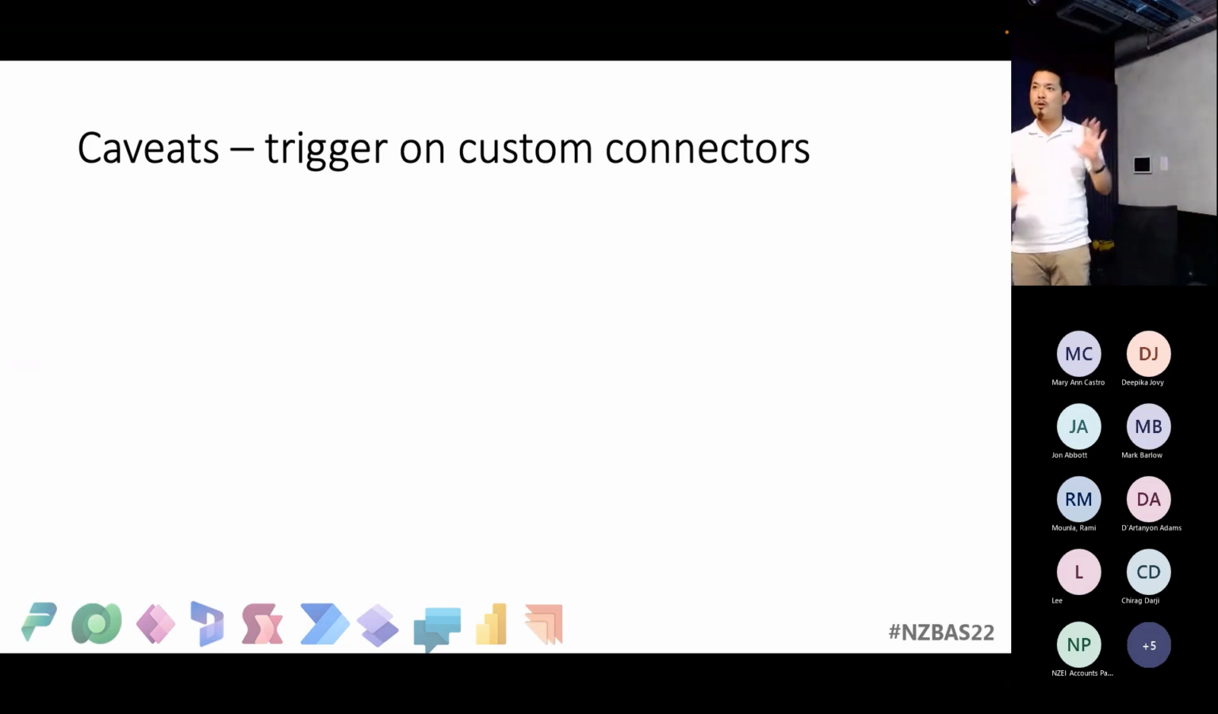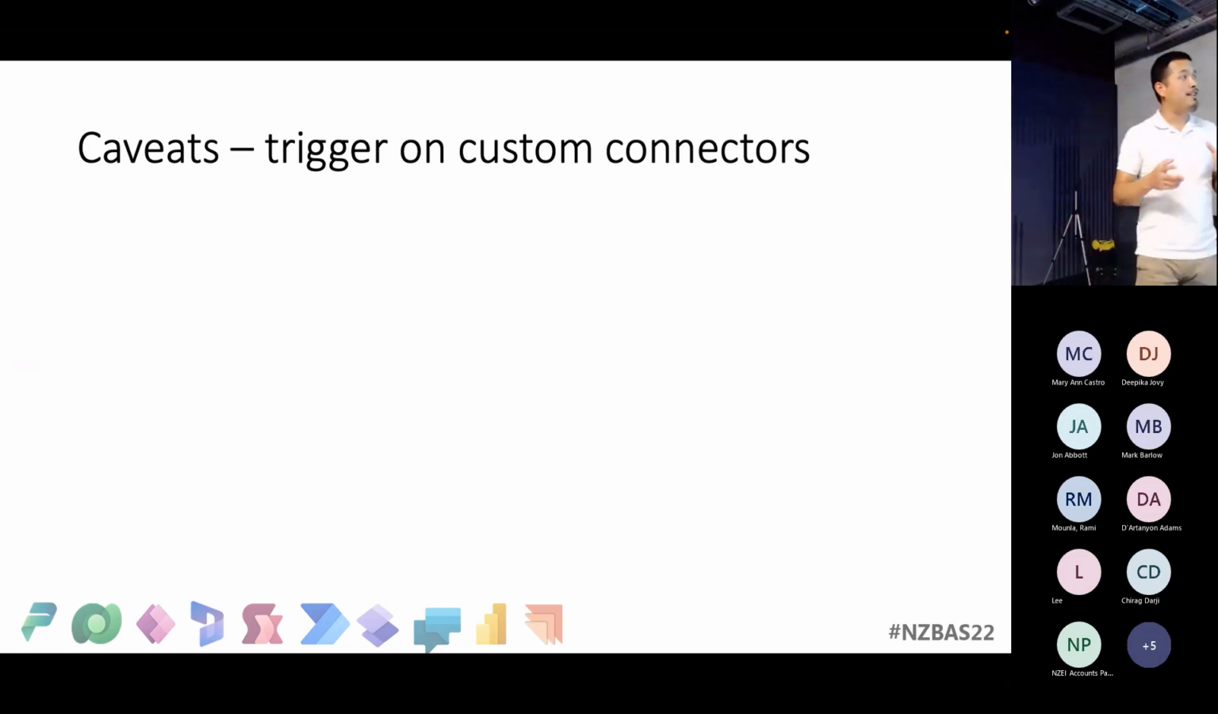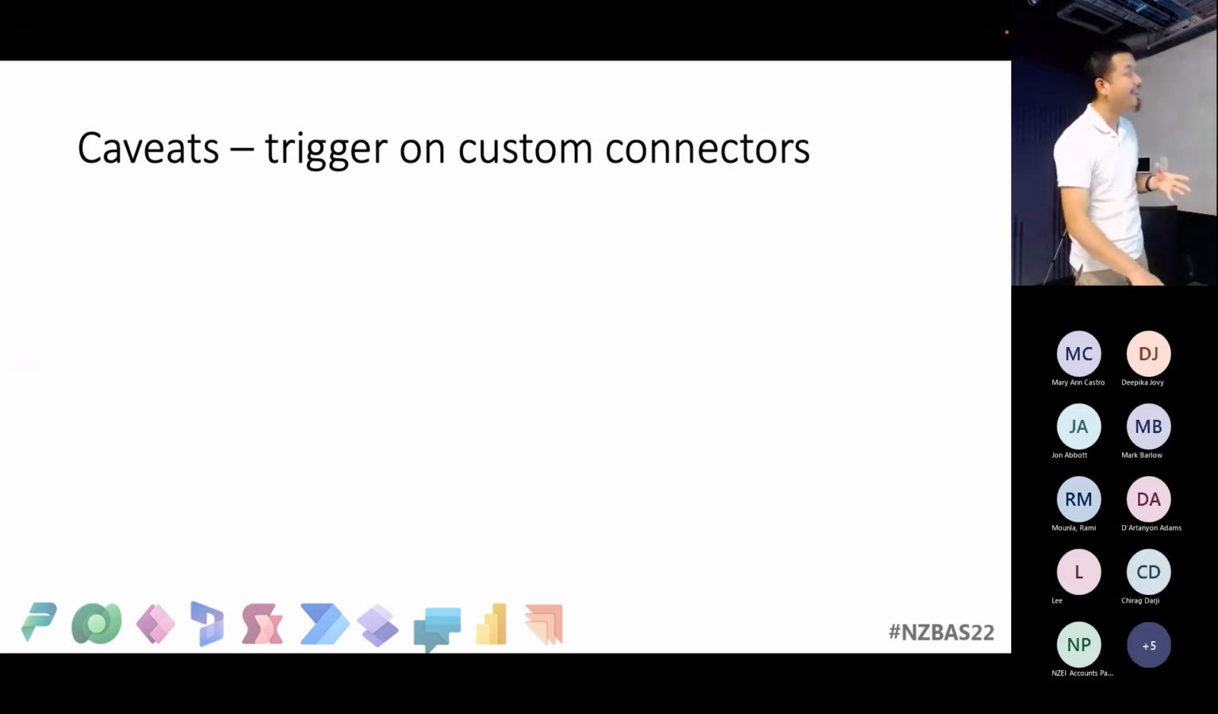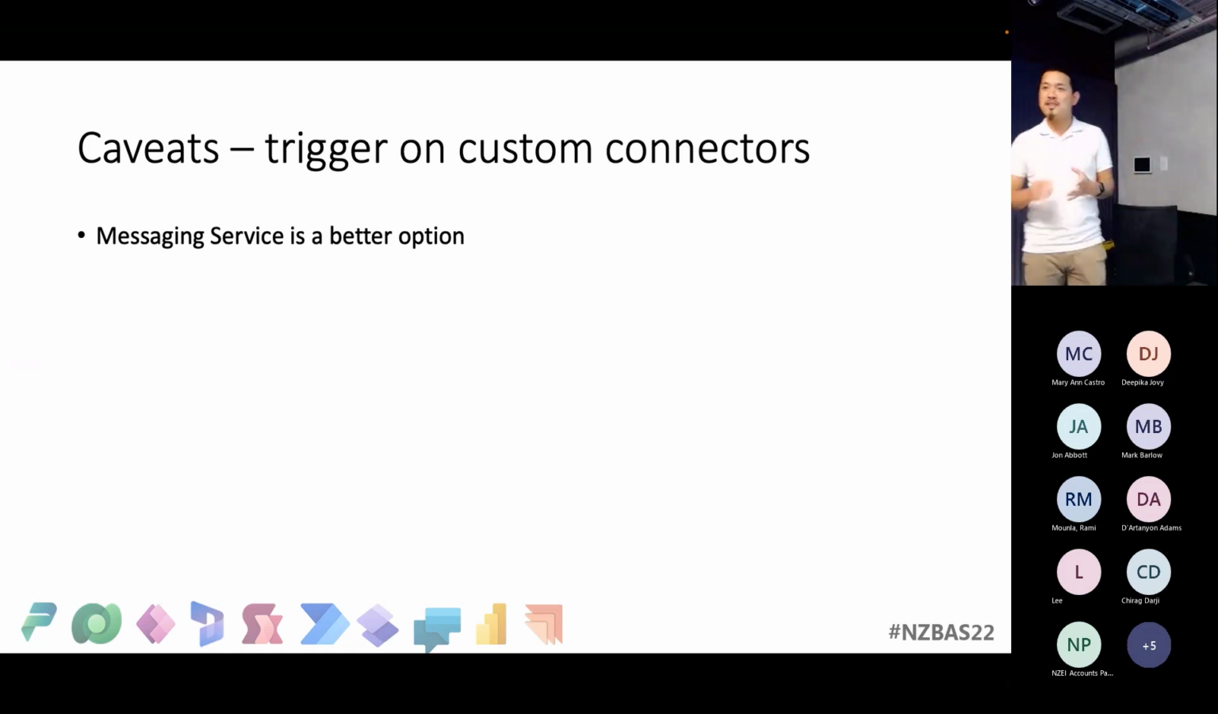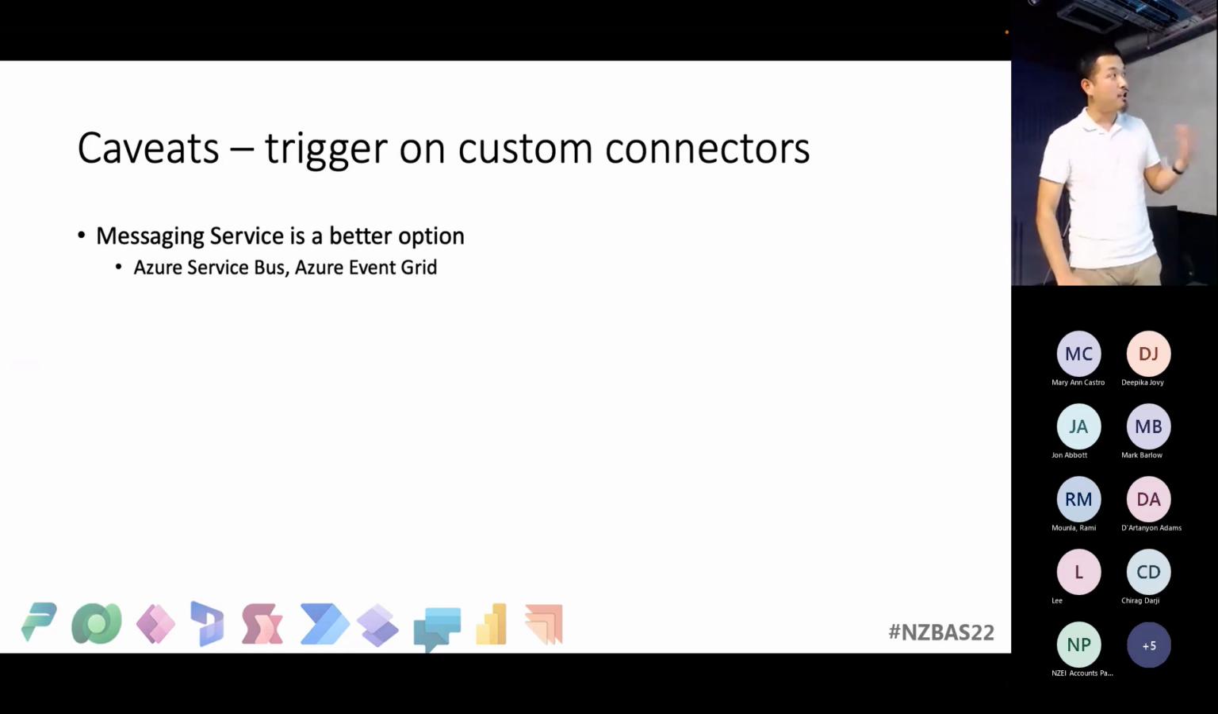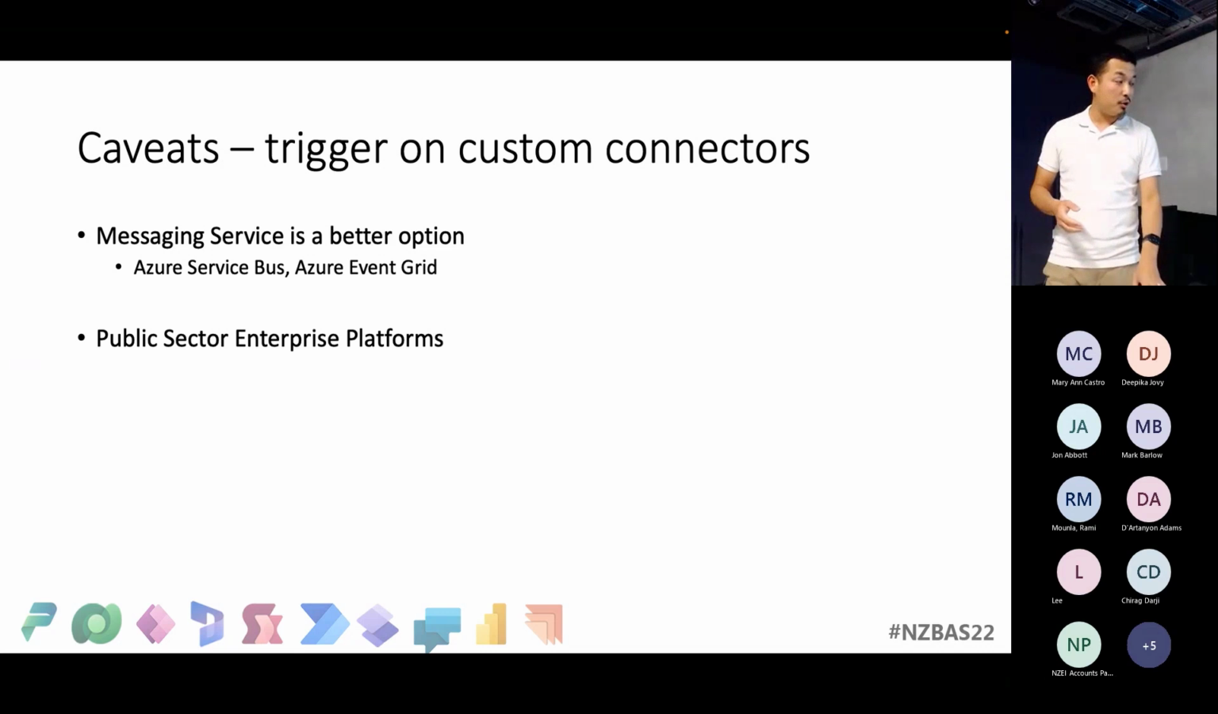And now the KVS of the triggers on the customer coordinator. So we talk about how we can trigger it, how we can use the webhook to do a near real-time trigger. And probably sometimes these triggers may not be very useful at all. And sometimes the messaging service like Azure Service Bus or Azure Event Grid might be the better option, especially when it comes to the public sector enterprise platforms, right?